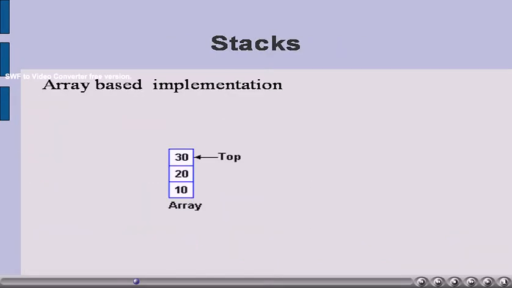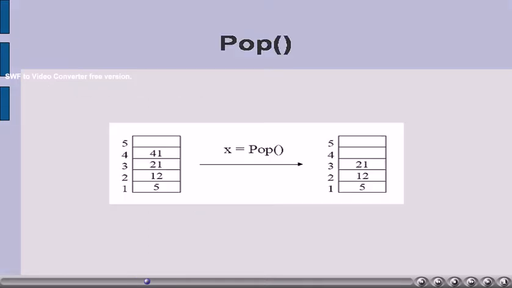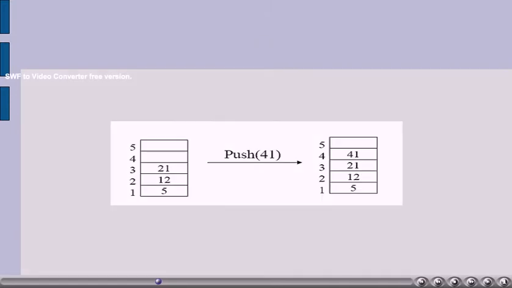In array based realization, a 1D array will be used and a variable top is used, which is supposed to point to the topmost element in the stack, as shown in the diagram. If we remove or pop an item from this array based stack, the operation looks like this. If you insert, the operation looks like this.